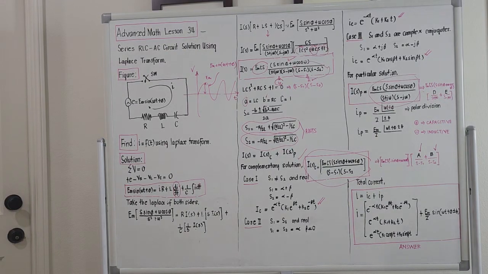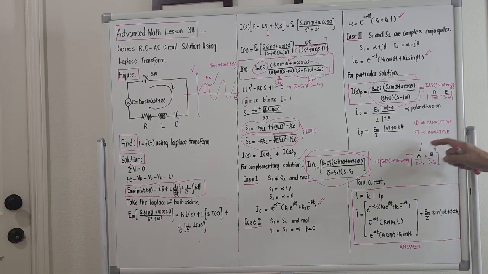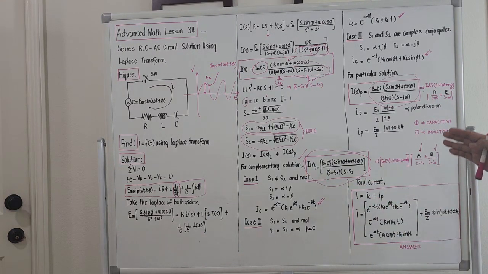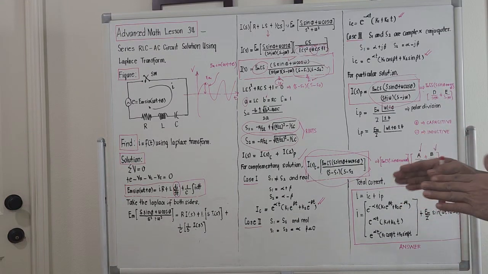So for the complementary solution, we must compute for A and B. For the meantime, we will not compute for the values of A and B. We will just discuss the three possible cases that will come out.